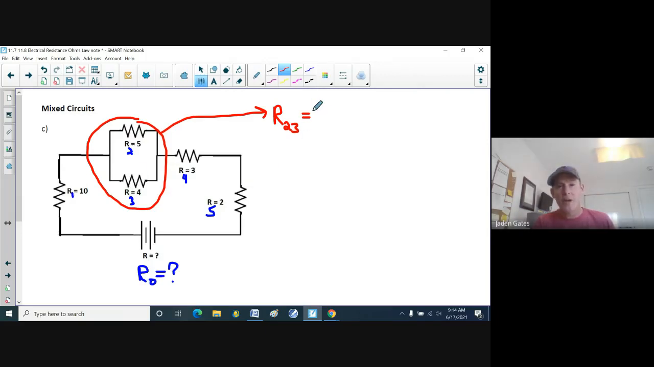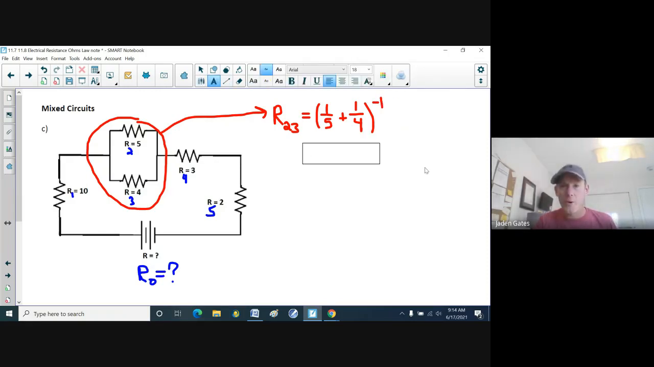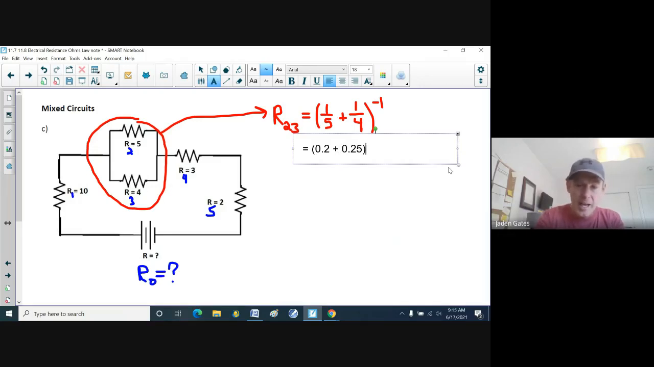And again, because they're in parallel, I'm going to take 1 over 5, and the next one here, we got a 4, so plus 1 divided by 4. And again, I have to take it to the -1. All right, now what do I got here? 1 divided by 5, I know is 0.2. 1/4 is 0.25. And then again, I have to take it to the power of -1.